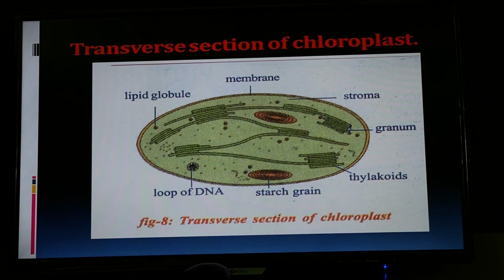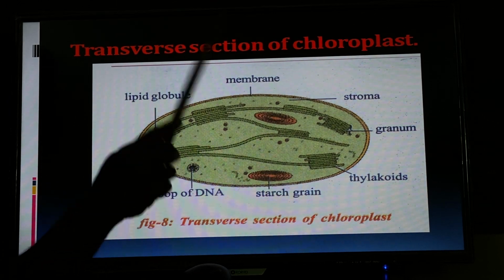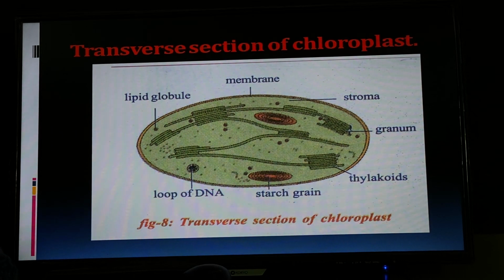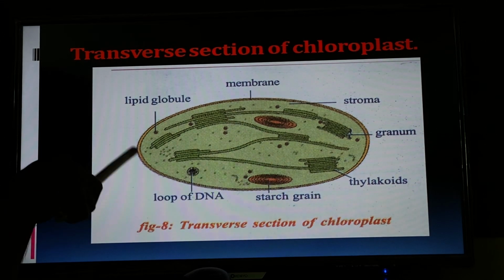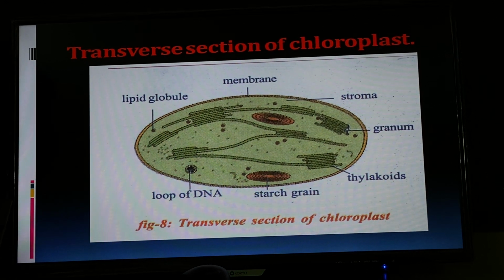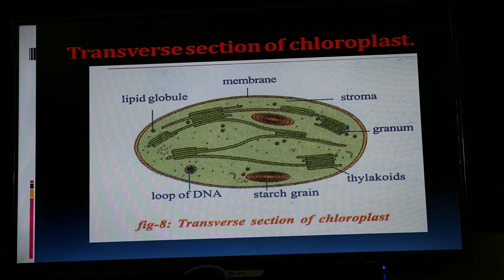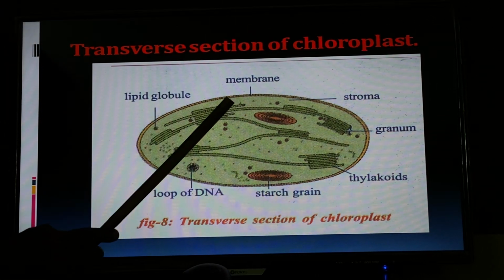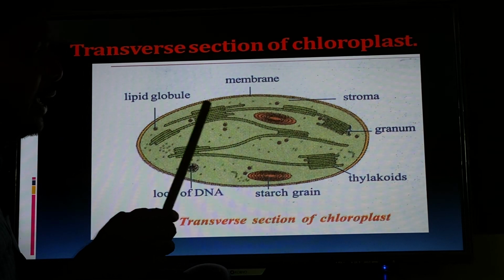Let us discuss chloroplast. A transverse section of chloroplast means if you cut the chloroplast horizontally, we can find a structure like this. First, let us discuss the shape. If you observe, it is disc shaped or oval shaped, egg shaped. What are the membranes surrounding the chloroplast? Three membranes here. See, the outer layer, the inner membrane or layer, and the thylakoid layer, the third layer.